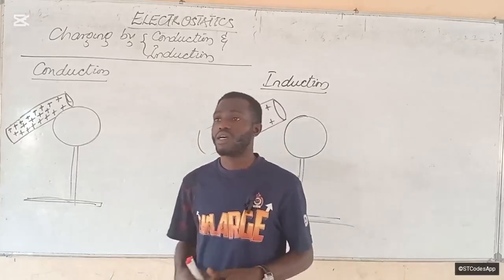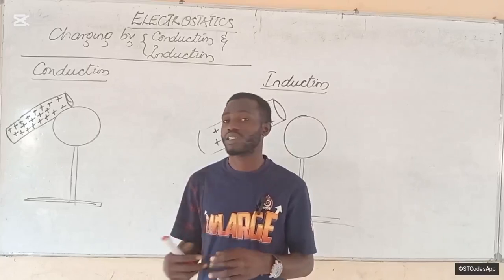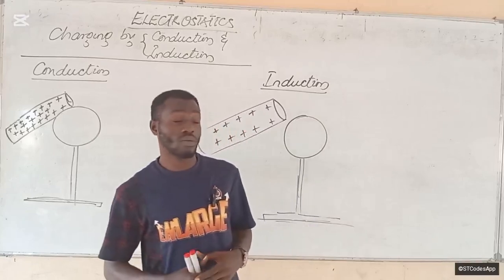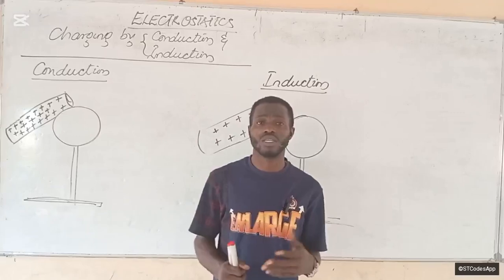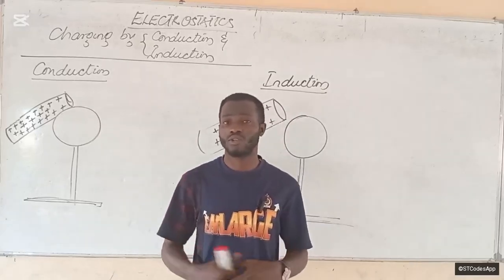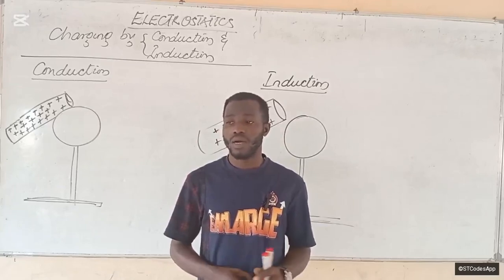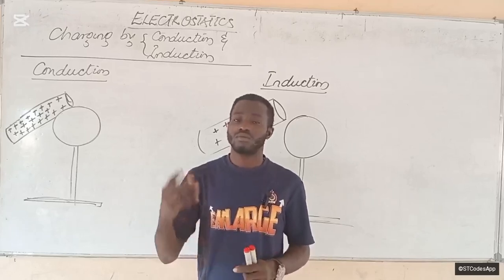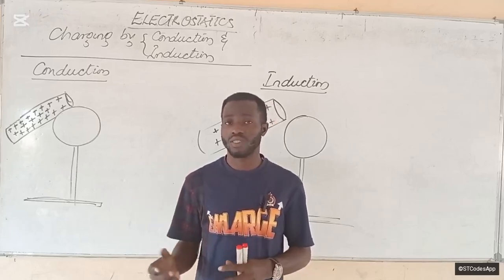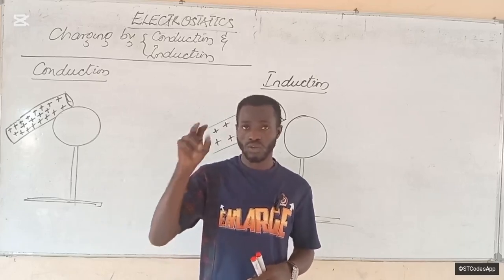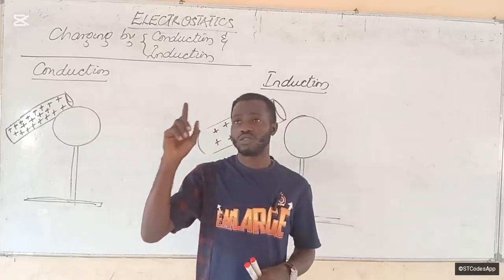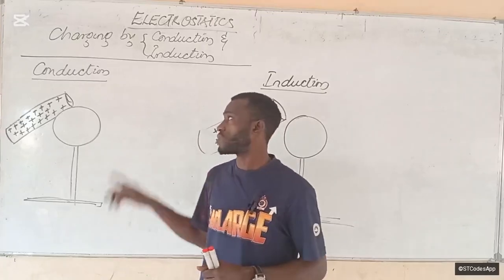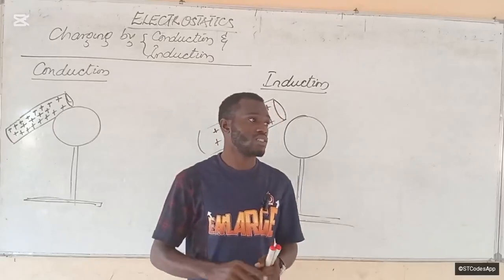Properties of substances are categorized into conductors, non-conductors, and semiconductors based on their electrical property. We are able to charge these three types of material by friction, conduction, and induction. We charge non-conductors or insulators by friction, while conductors we charge by both induction and conduction.